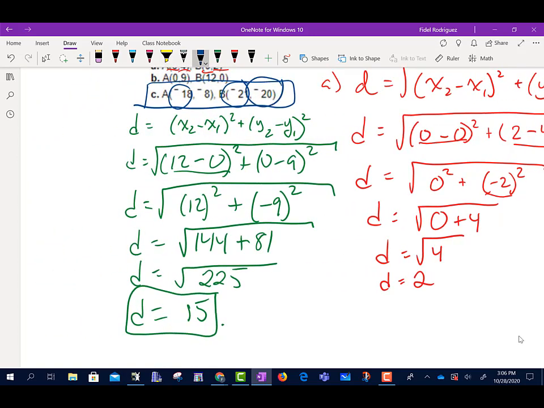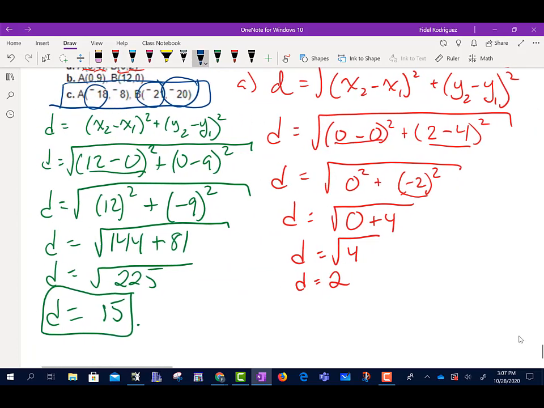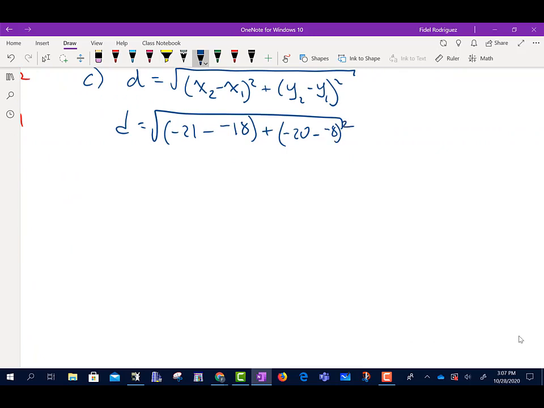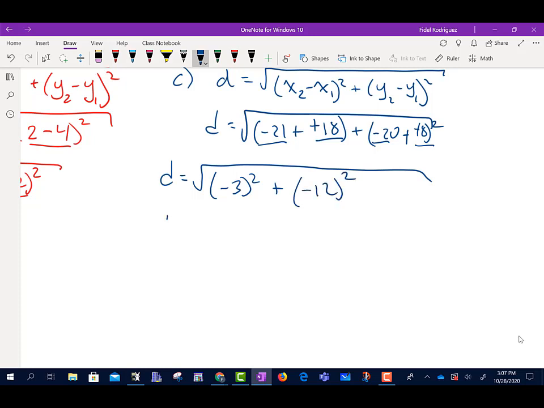Okay, y2 is this number right here, negative 20. Minus y1, which is a negative 8. Okay. All right, so remember, minus and minus make it plus. So if I owed you $21 and I had 18, that's going to leave me with a negative 3 squared. Okay, minus and minus make it plus. Negative 20 plus 8. If I owed you $20 and I only paid you 8, I'm still going to owe you 12. That's why it's a negative.